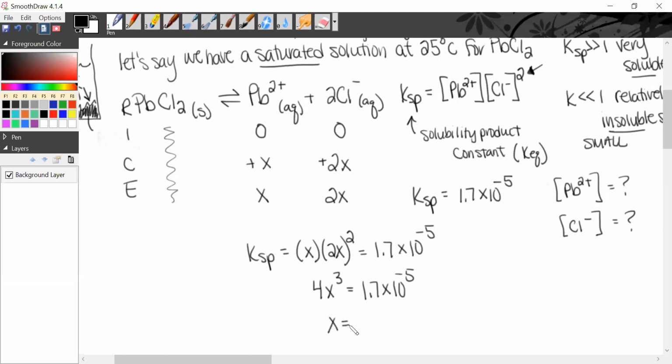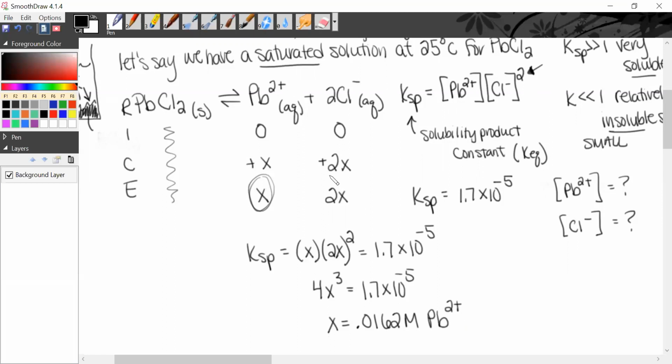And for x, I got 0.0162. Now this is a concentration, right? This is x right here. This is how much lead I'm going to have at equilibrium. So I'm going to give that a molarity. This is how much of the lead 2+ I'm going to have at equilibrium.